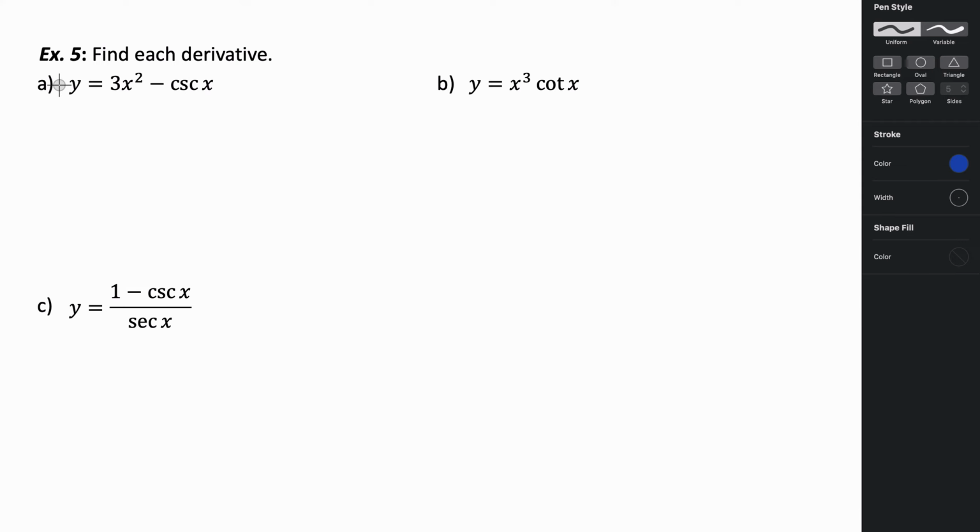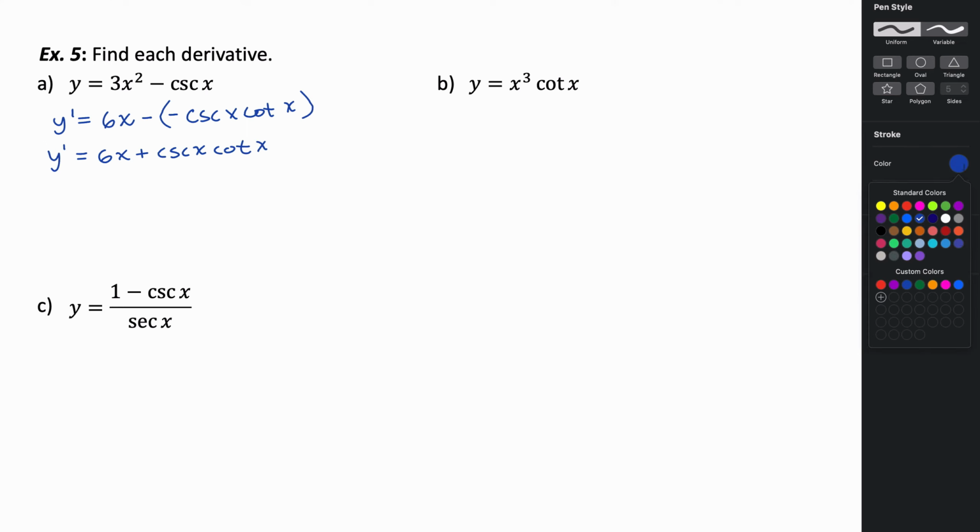So the first one, we want to try and find the derivative of this function here. So we're going to have the power rule, and then we're just going to be subtracting the derivative of the cosecant. So y prime equals, we have 6x here, minus, and we said the derivative of cosecant x is negative cosecant x cotangent x. Subtracting a negative is going to make that positive, so we have 6x plus cosecant x cotangent x, and that would be y prime.